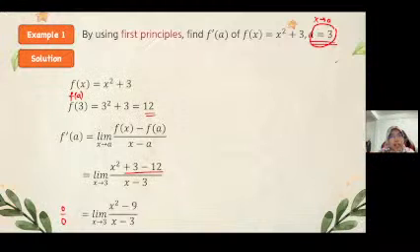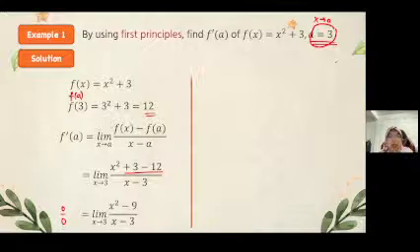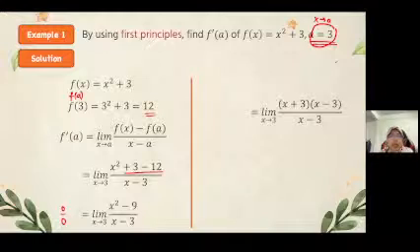So who to be factorized? Of course, the higher power needs to be factorized. You are not going to factorize the linear, right? So we are going to factorize the quadratic up there. So x squared minus 9, when we factorize them, we are going to get x plus 3 together with x minus 3. So when we factorize, we are going to get the limit for x approaches 3, x plus 3, x minus 3 over x minus 3.